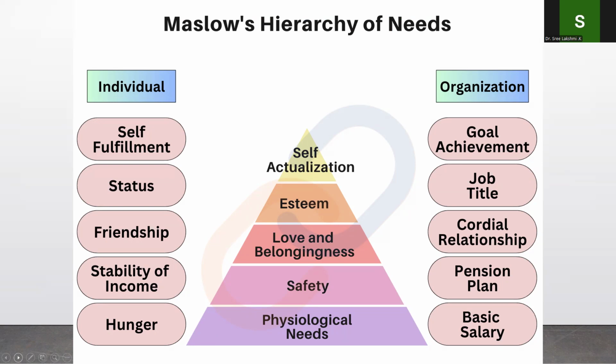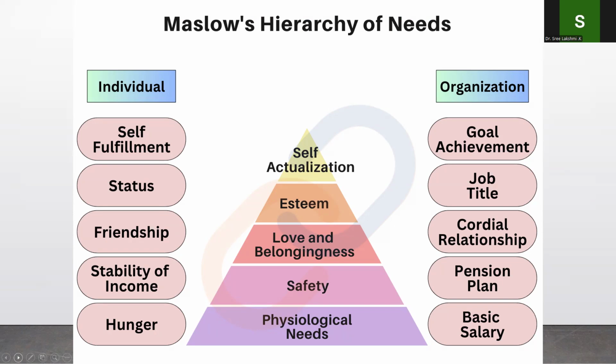The fourth level we have is esteem needs. After social needs are fulfilled, the desire for self-esteem and respect from others becomes a primary motivator. Maslow divided this into 2 categories: self-esteem, that is, dignity, achievement, mastery, independence, and the need for recognition, status, and prestige from others.